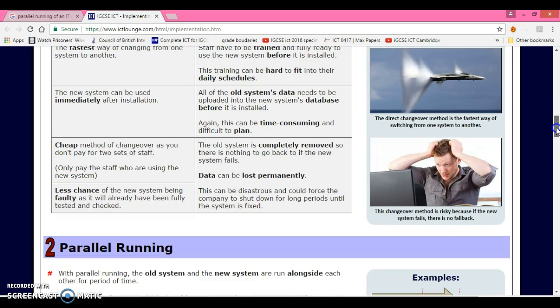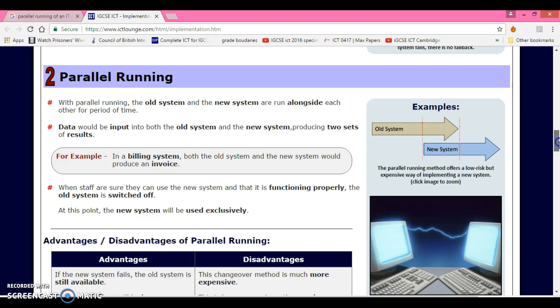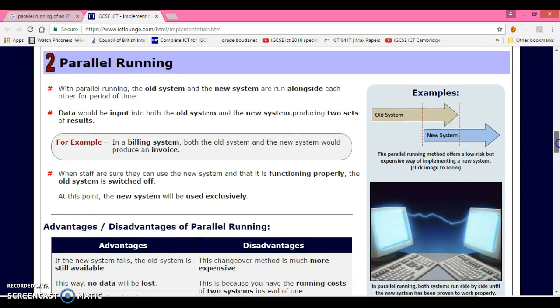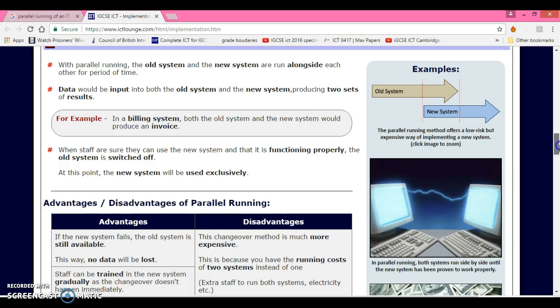Okay, so then there's parallel running. Okay, so what that would do is that means that they will run the old system along the new system. Okay, so now the reason why they would do this is because the new system might not be perfect. So what they would do is that as they're running the old system, which does work, but obviously has its faults, has become dated, okay, they will put the new system in place.